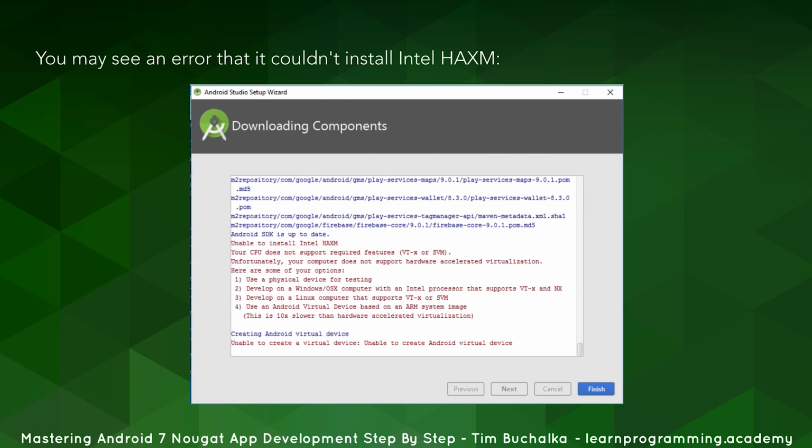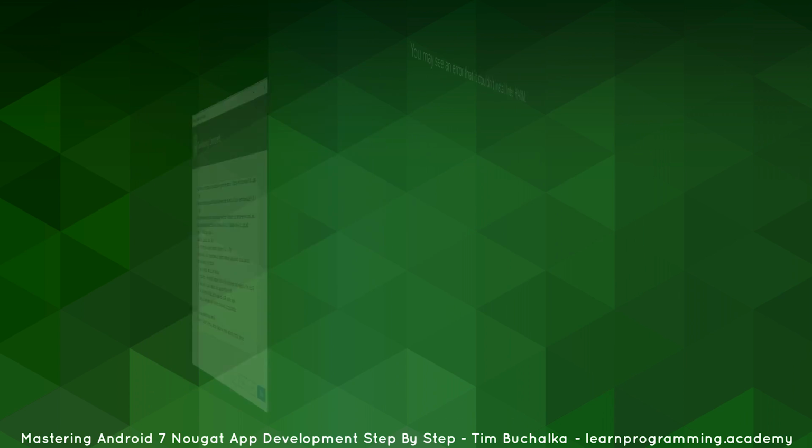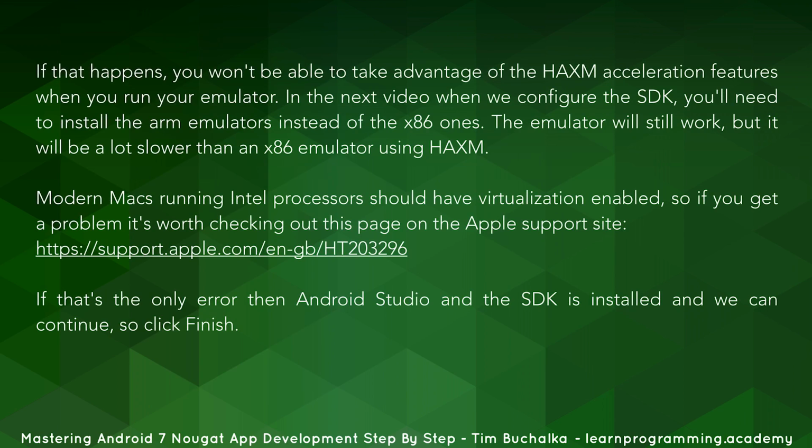So you may see an error like this pop up, but you shouldn't because you're on a Mac, because all recent Macs have got this ability to actually use this Haxm tool. But if you do see that error message, and if that happens, then you won't be able to take advantage of the Haxm acceleration features when you run your emulator. And we'll be talking more about what emulators are in future videos. And in fact, you can see on the screen there, I say that in the next video, when we configure the software development kit, you'll need to install the ARM emulators instead of the x86 ones.